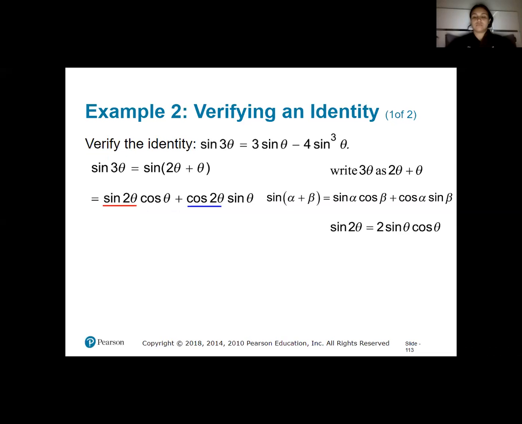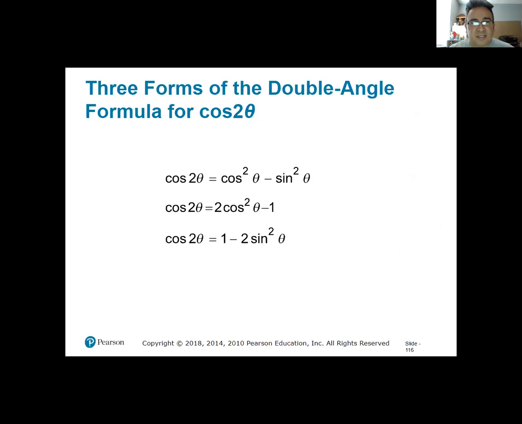And now what is cosine of 2 theta? It can be written in different ways, right? So the question is, which one is the appropriate one for here? The 1 minus 2 sine squared. Very good. And why is that, Alyssa? Because we have 2 sine terms, and with the other 2, we will have a cosine term. Very good.